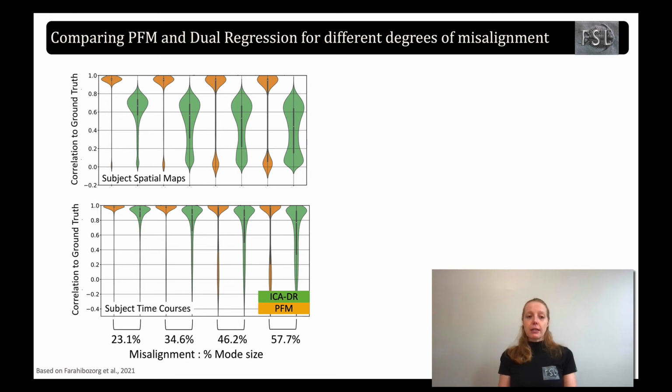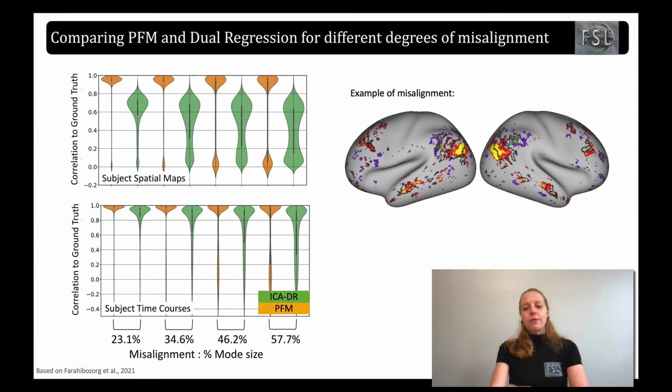And so you can see that in almost all cases, PFM is outperforming dual regression. Dual regression doesn't do badly in many cases, but PFM does even better and gets even closer to one in many cases. This is a visual example just to give you a little bit of intuition for the sorts of misalignment that you might see.